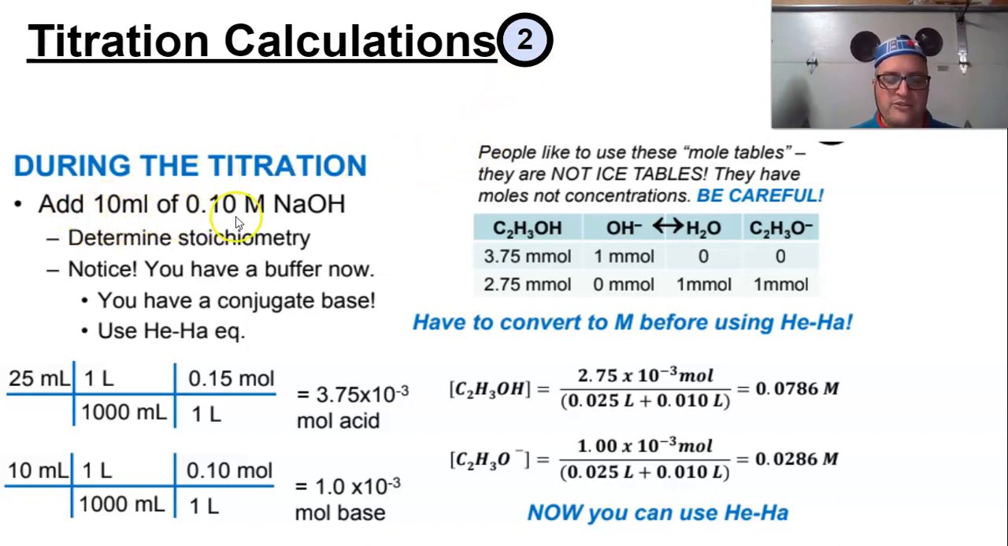So 10 milliliters of the strong base is added. So we're no longer as acidic, we've included some base, we're increasing in pH. We need to first determine stoichiometry. We will have a conjugate base, and then we will use the Henderson-Hasselbalch equation. So the first thing we need to do is determine how many initial moles of our acid we started with, and how many moles of base have been added.